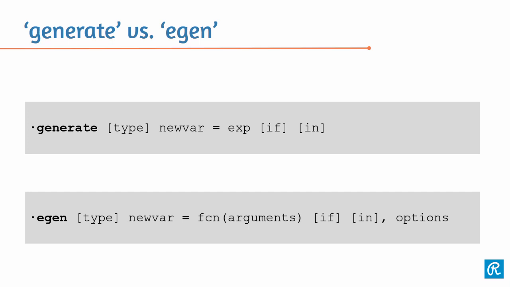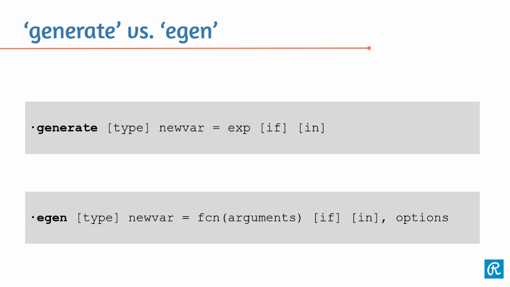The standard type in Stata is float, so unless you specify another type, the variable type is going to be float. After that, you need to give the new variable a name. Here we have newvar, and you just substitute that for whatever name you want for your new variable, and then the expression that's going to define how this new variable should be coded, what values it should contain.